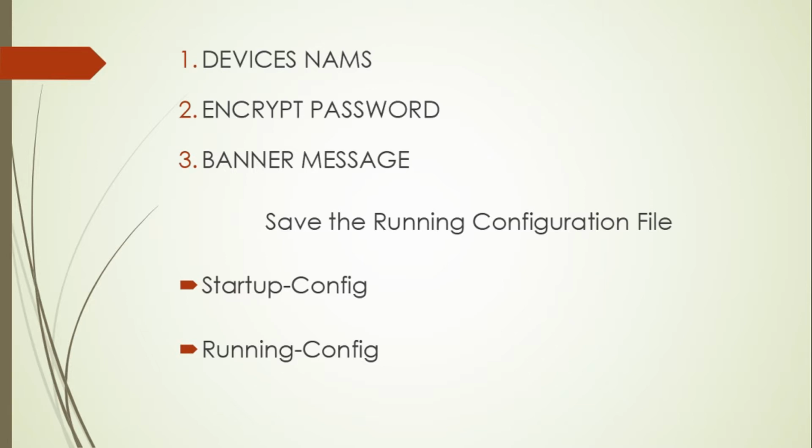Running configuration. The file is stored in random access memory, or what we call RAM, that reflects the current configuration. Modifying a running configuration affects the operation of a Cisco device immediately. RAM is volatile memory. It loses all of its content when the device is powered off or restarted.